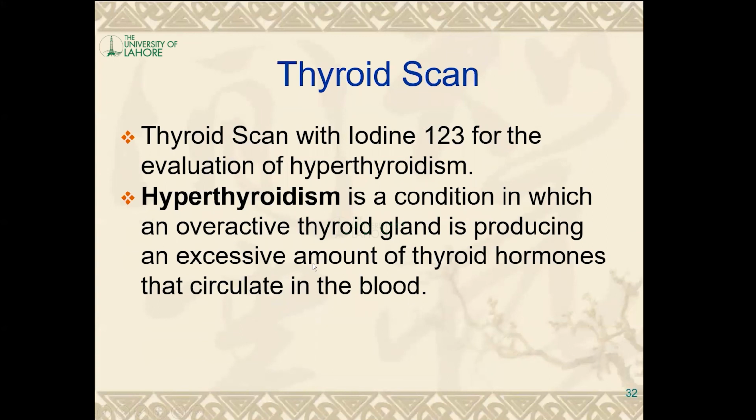Then comes thyroid scan. Thyroid scan with iodine 123 is used for the evaluation of hyperthyroidism. Now, what is hyperthyroidism? Basically, it is a condition in which there is an excess amount of thyroid hormones circulating in the blood. So, to detect that, we use thyroid scan, which employs iodine 123.